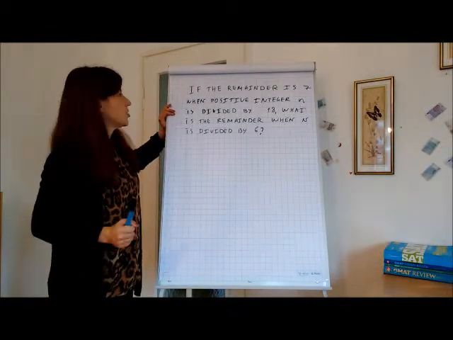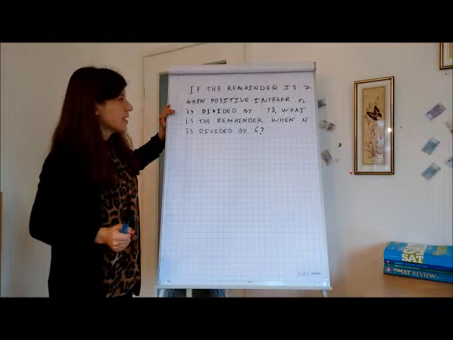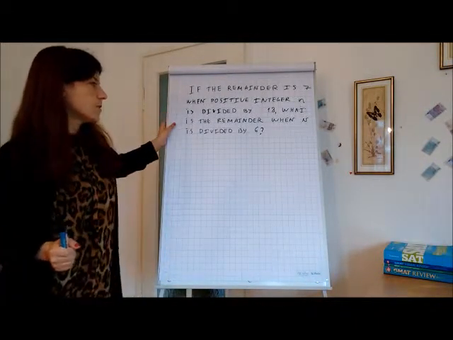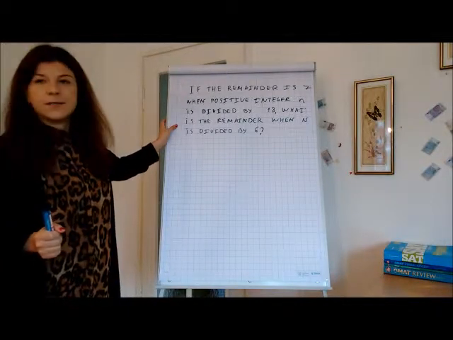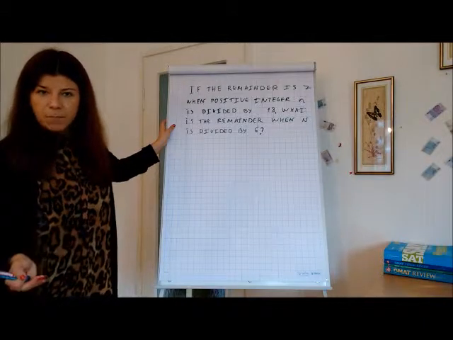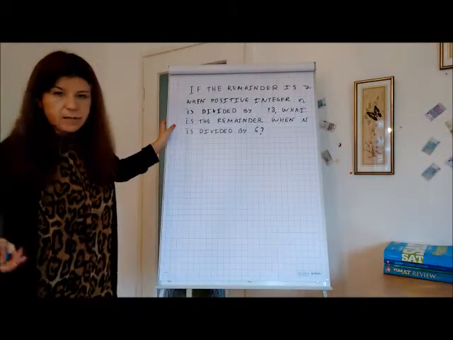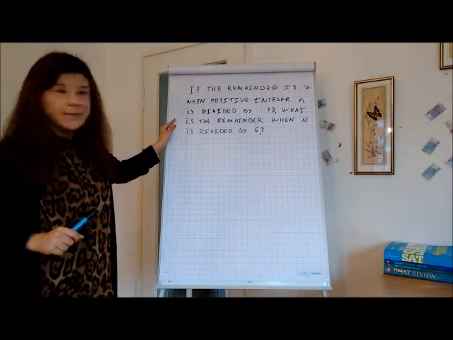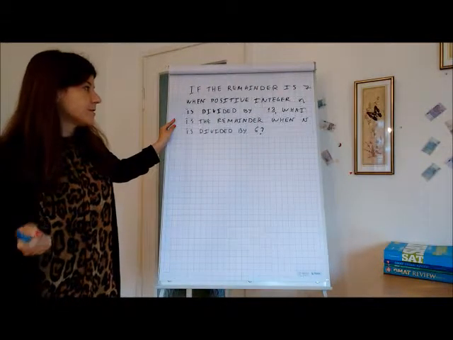So, the question. If the remainder is 7 when positive integer n is divided by 18, what is the remainder when n is divided by 6? So, in this case, we have a number, which they tell you n, just a variable, and you divide this number by 18, the remainder is 7.